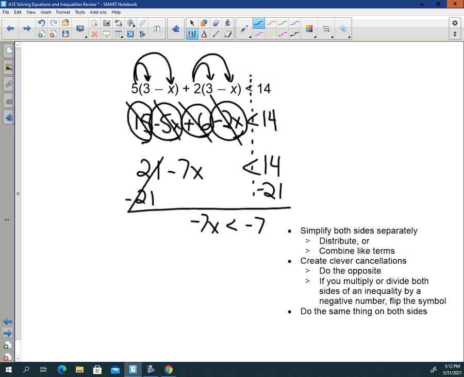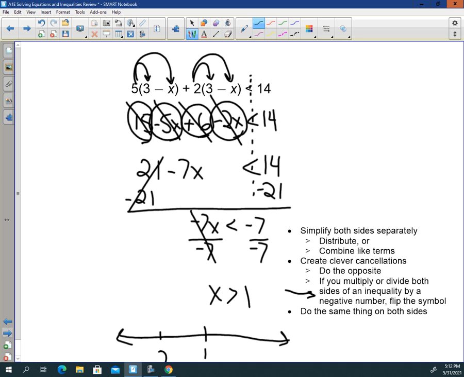Well, I'm going to have to divide by a negative on both sides. That creates this cancellation, and I have x. On this side, negative 7 divided by negative 7 is 1. But since I divided by a negative, I have to flip the symbol. Don't forget, that's really important. Throw it on a number line. I don't need a number line anywhere near that big, but here we go. And it's going to be an open dot at 1, and x is bigger than 1, and so that's what that looks like.